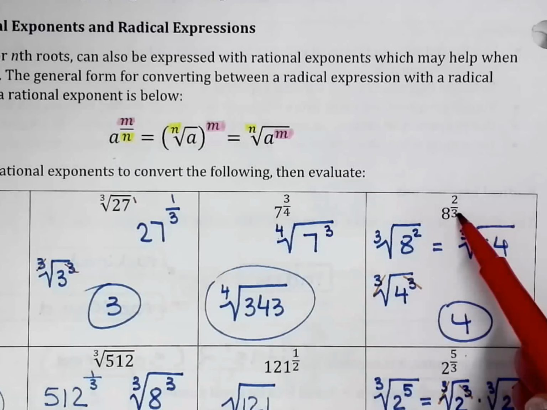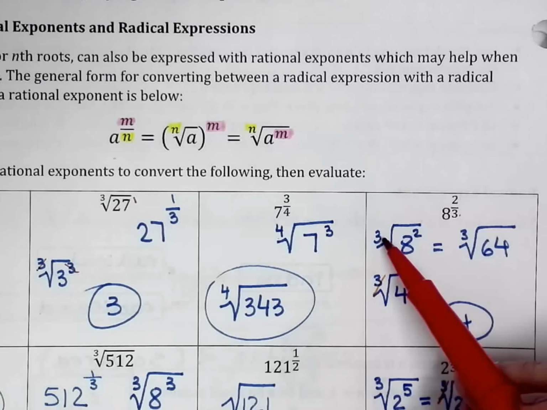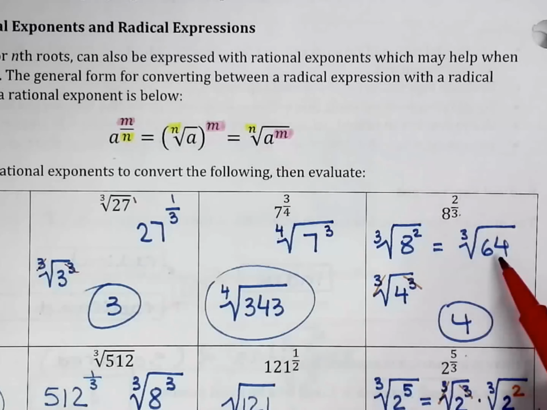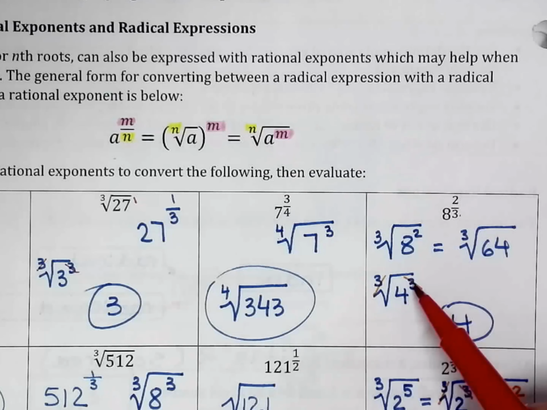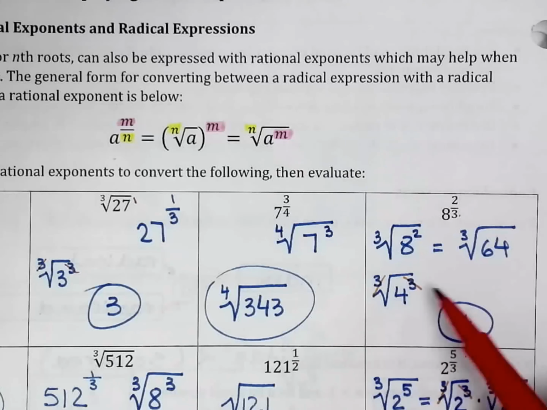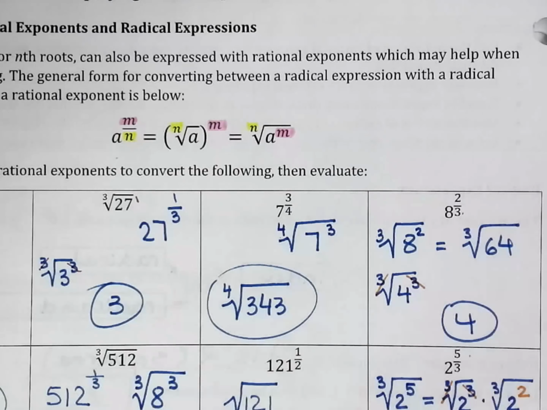Numerator is the exponent. Denominator is the index. 8 squared is 64. And then you rewrite 64 as 4 cubed. Index and exponents are the same. That simplifies down to 4.